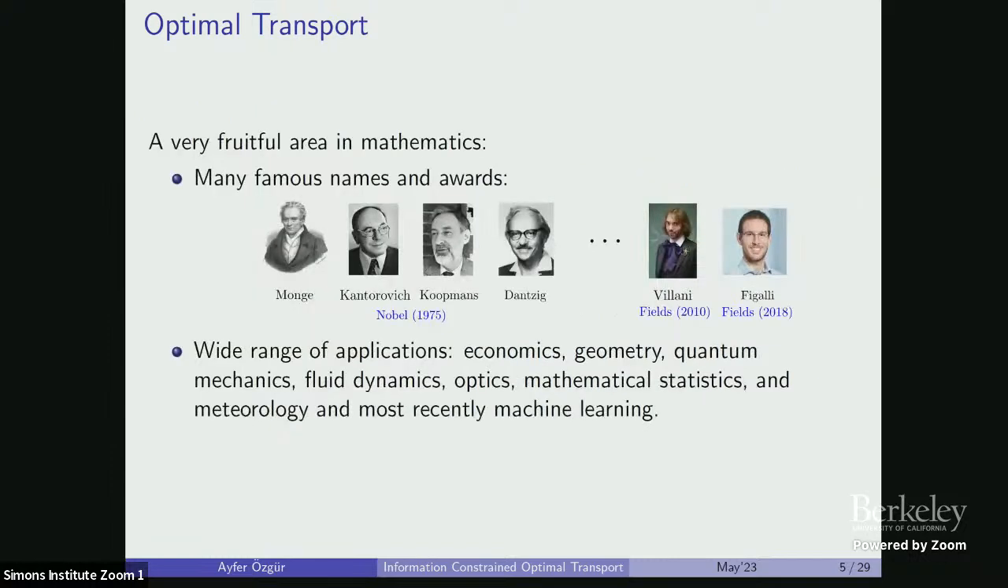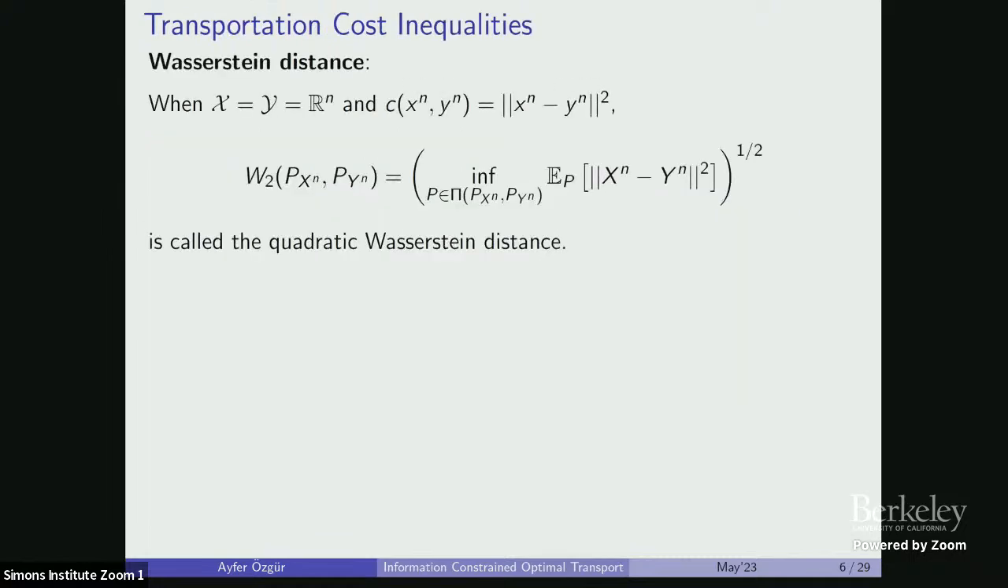And it's an area that has found a lot of applications also in many different areas, from economics to meteorology, and most recently in machine learning. And in the second half of the talk, I'll try to tell you about some of these applications in machine learning. Okay, so for most of this talk, we will fix the cost function to be a specific cost function, and that would be the squared Euclidean distance between the 2 points. And that turns out to be a natural cost function for a lot of applications.